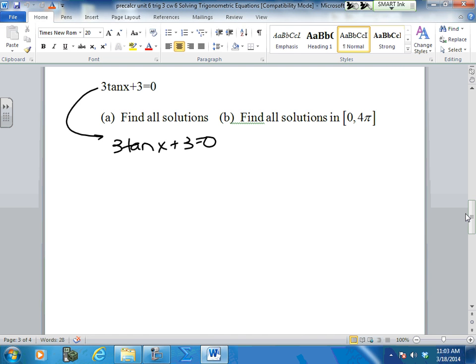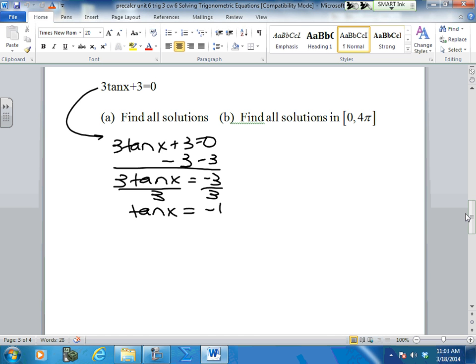How do I solve for the tangent of x? Subtract 3. Okay, I got to isolate my tangent of x. Then divide by 3. And my tangent of x is what? -1. And tangent is which part of my graph?